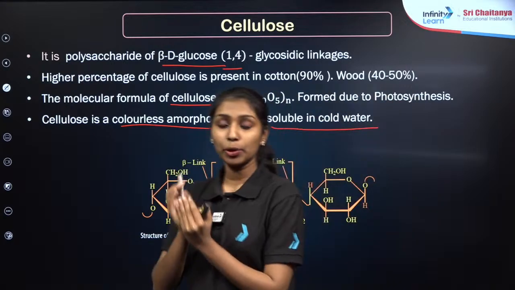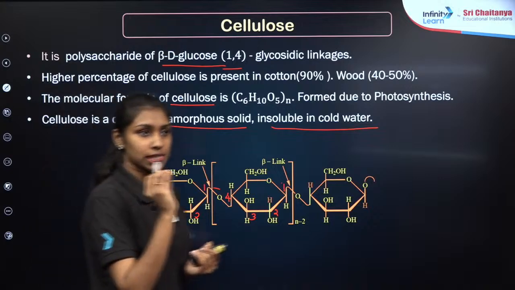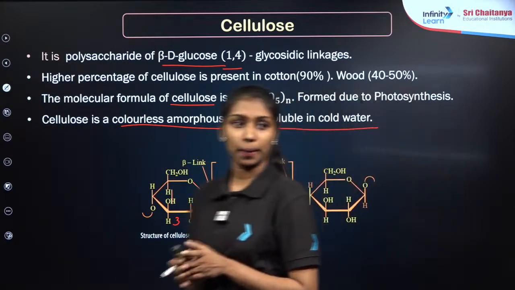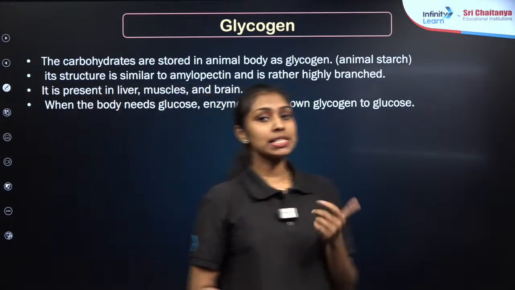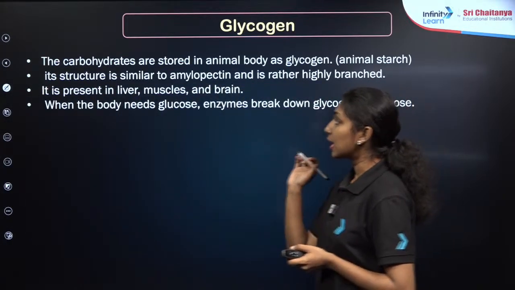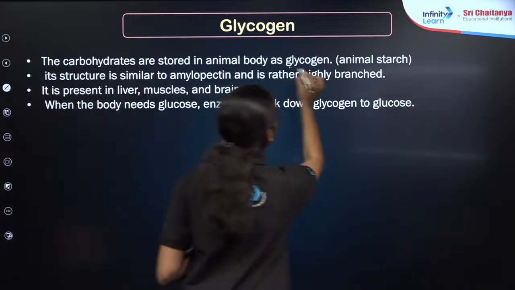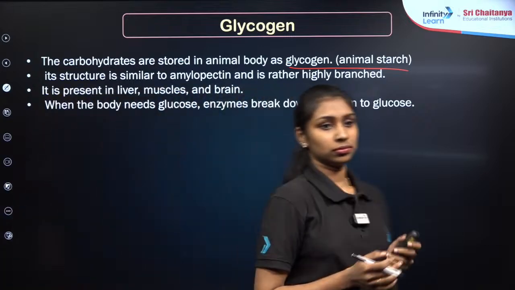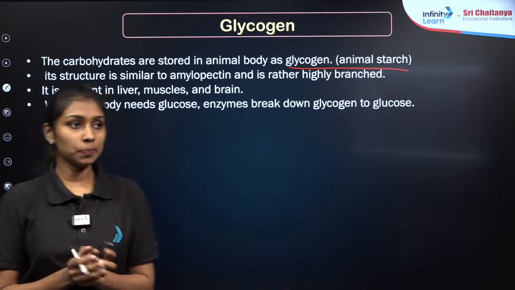You must have an idea about which glycosidic linkages are present in each of the molecules along with their positions: 1,4, 1,6, 1,2 like that. The last one is the animal starch known as glycogen. The carbohydrates that are stored in animals are known as glycogen, otherwise known as animal starch. Clear?